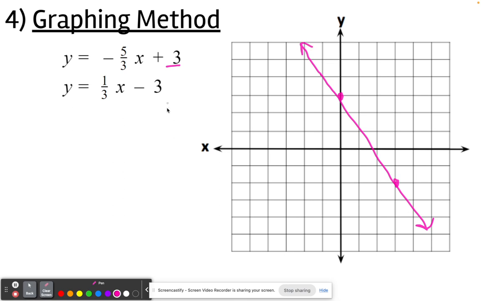Okay, my next one, my y-intercept is negative 3, so right here. And my slope is 1/3, so I'm going to rise 1, run 3 to the right, rise 1, run 3 to the right, and you can see right away where my lines are going to intersect. And it is right here at 3, negative 2. Again, you could plug it in and check it. I'm not going to right now, but you could do that. It's never a bad idea.